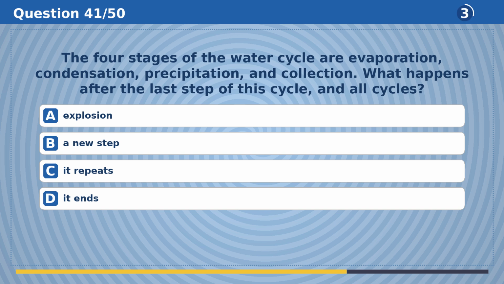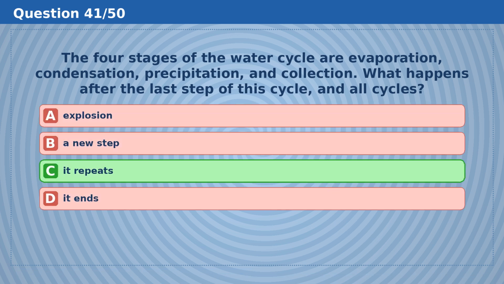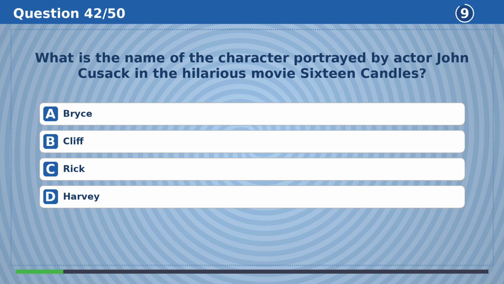The four stages of the water cycle are evaporation, condensation, precipitation, and collection. What happens after the last step of this cycle, and all cycles? The answer is C. It repeats.